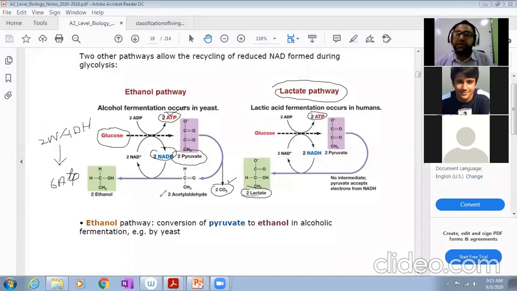Is it clear? Now, let us discuss these two steps and this one step. How will these two steps and one step happen? Let us discuss that in detail.